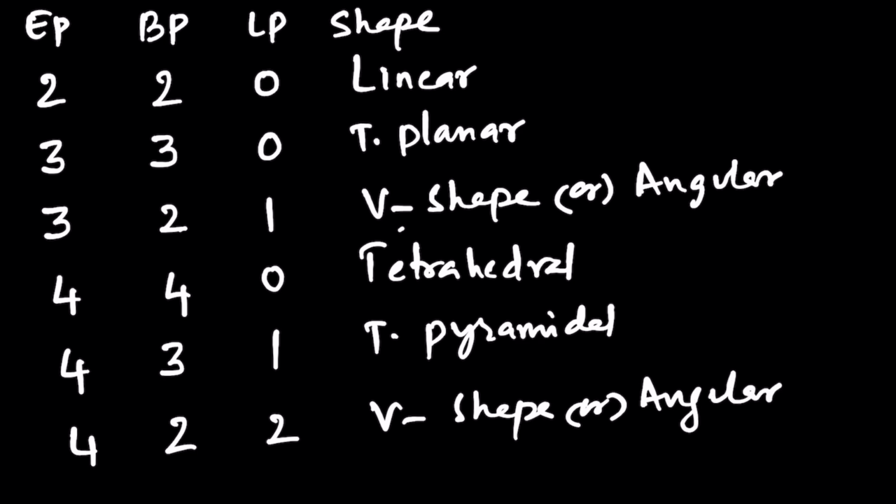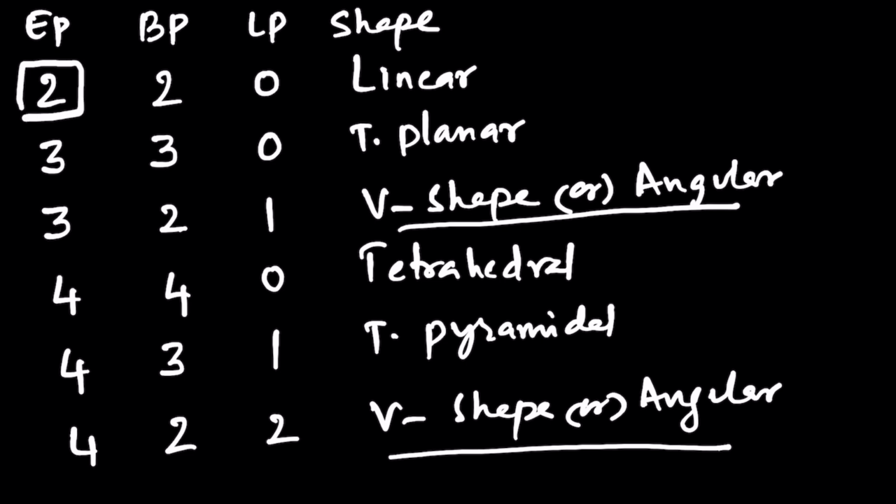Look at this. The shapes might be same, but the number of electron pairs are different, and it is these electron pairs which help us to know the hybridization. If there are two electron pairs in total around the central atom, it is sp hybridization. If there are three electron pairs around the central atom in total, then it is sp2 hybridization. If there are four electron pairs around the central atom, including bond pairs and lone pairs, then the hybridization is sp3.